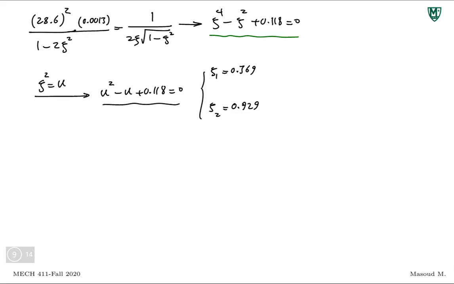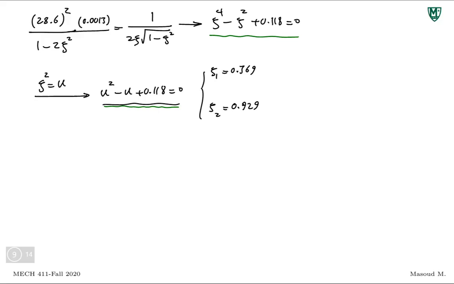Again, keep in mind from this equation, just don't get lost. From this equation, you get two roots. One of them is positive, one of them is negative. Probably the positive one, you can actually find the roots of that to get zeta. So we get two zetas, zeta 1 and zeta 2.